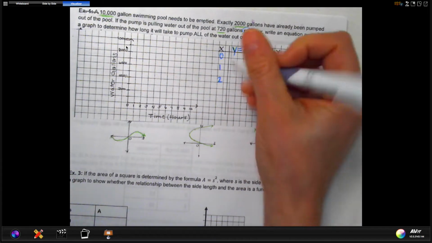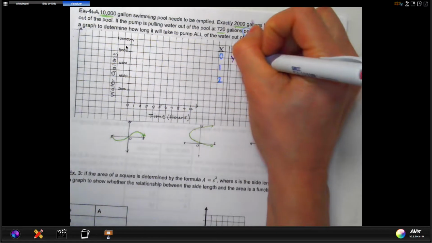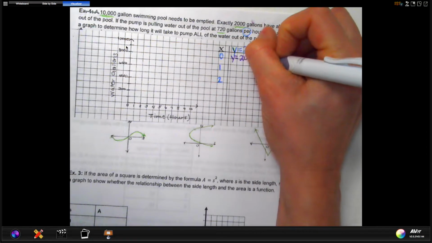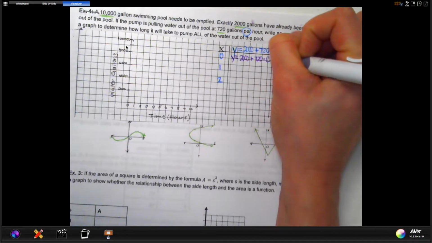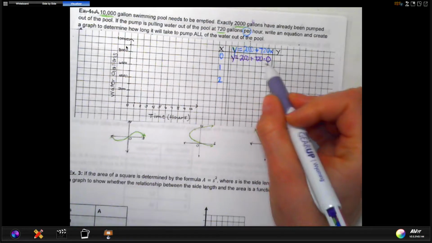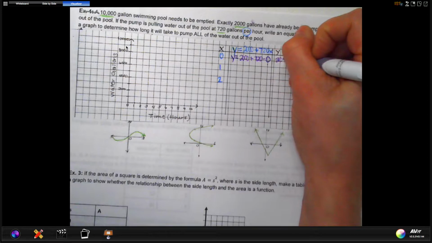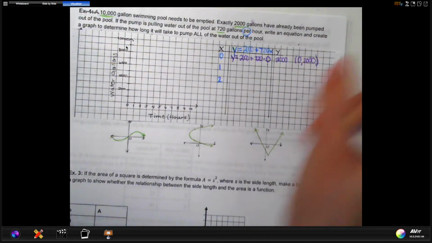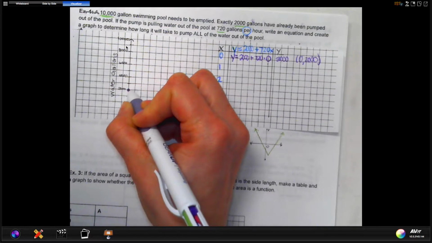So what we do here is in the middle, we say y equals, and we're replacing our x with 0 for the first one. 2,000 plus 720 times 0 for x. Well, 720 times 0 is 0, plus 2,000 gives us 2,000. And that means our first ordered pair is (0, 2,000). So if we put that on the graph, (0, 2,000) is right here. And so we're going to make a dot there.